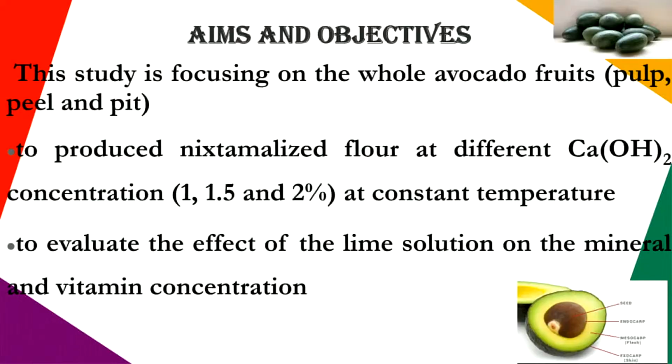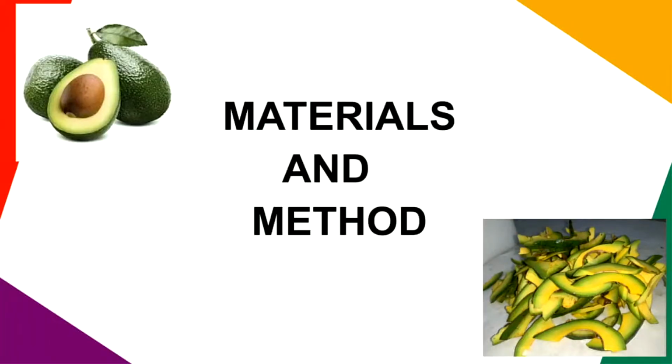Okay, justification. There's an effort to improve food security. Okay. Aims and objective. This study is focusing on the whole fruit, the peel, the pits, and the pulp. So for this presentation, I'll be making use of calcium hydroxide in 3 different concentrations, 1%, 1.5%, and 2%, at a constant temperature. Then also to evaluate the effect of lime solution on the mineral and vitamin concentrate.